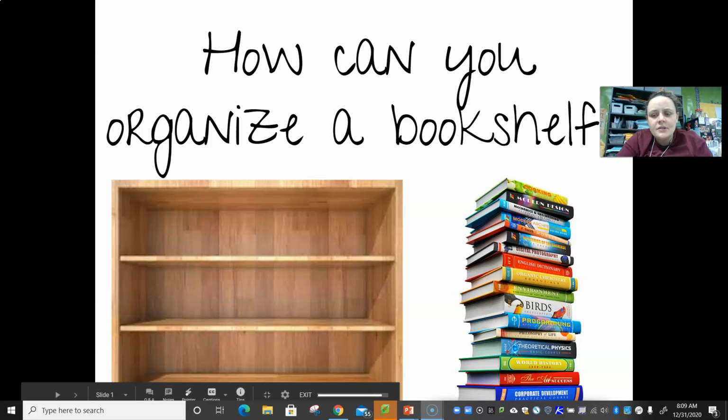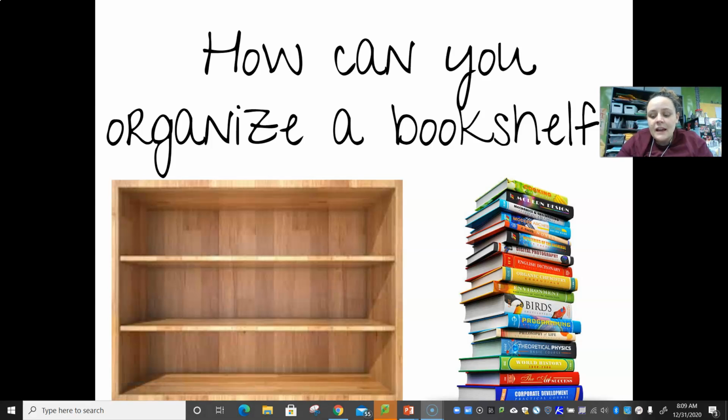We're going to start today by pondering this question. How can you organize a bookshelf? If you got a new bookshelf for Christmas and you had a bunch of books you wanted to put on it, how would you go about organizing it?